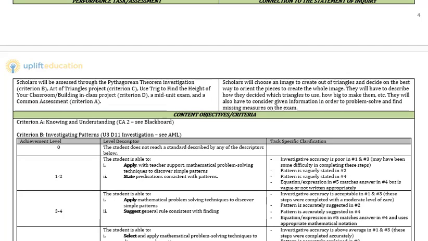I've done it before. It's been cool to see that the kids are using tools in the classroom, working with each other to apply geometry to finding the height of a classroom. It's pretty cool. I'd suggest using it. There's a mid-unit exam, and then criterion A is your common assessment.